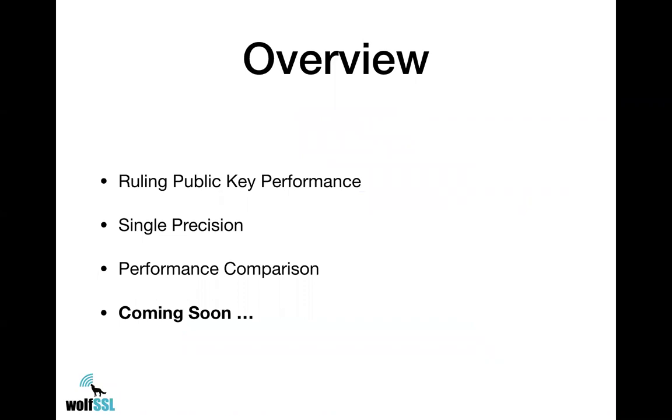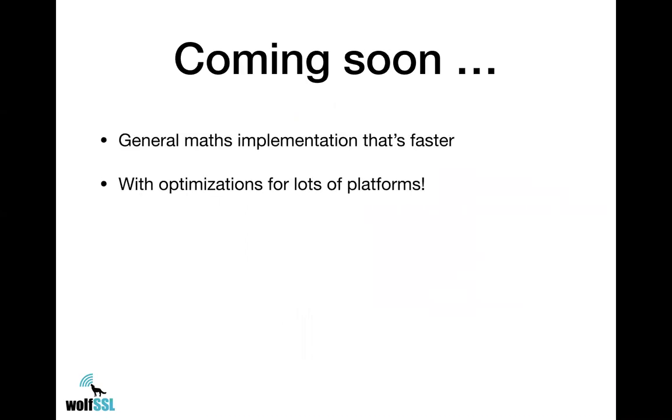Okay, so what's coming soon? What am I talking about here? It's single precision, but not quite single precision. That makes sense. So a general multi-precision math implementation that's faster, based upon my experience, or our experience, working with introducing the SP code and the algorithms that we used. It has optimization for lots of platforms, and by that I mean very small pieces of assembly optimization code that can be used to speed up the algorithms for doing the most basic multiplications and squarings and things like that.